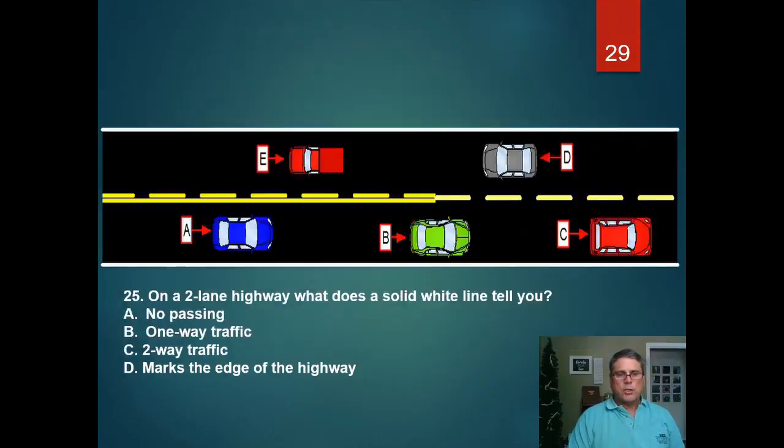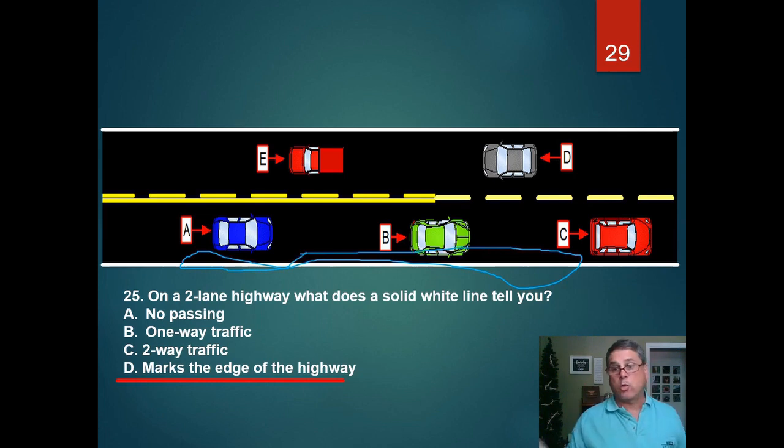On a 2-lane highway, what does a solid white line tell you? So what they're talking about is this white line way down here. What it's just telling you is it's marking the edge of the roadway.